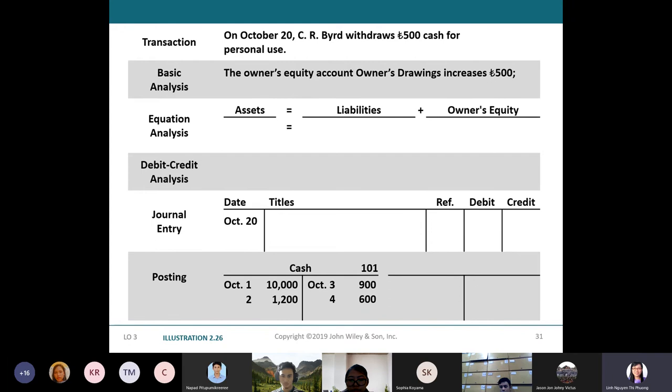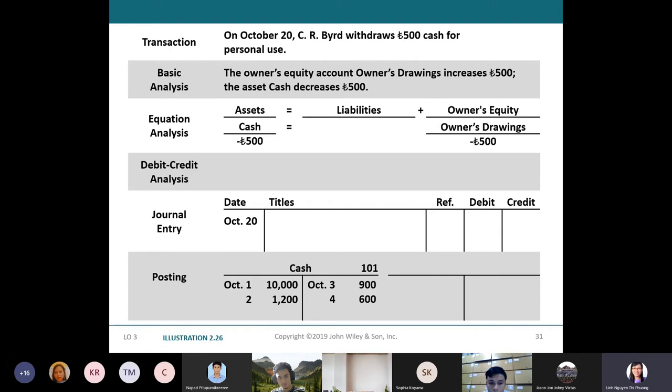Okay, when the owner withdraws the money, what about cash? The company's money, will it increase or decrease when the owner withdraws the money? Napat? Decrease, teacher. Decrease, good. So what happened here? Owner's drawing increases. Now owner's drawing is under owner's equity. When drawing increases, owner's equity decreases, right? And cash decreases. So can you guess what will be the journal here, Napat? What do we debit?